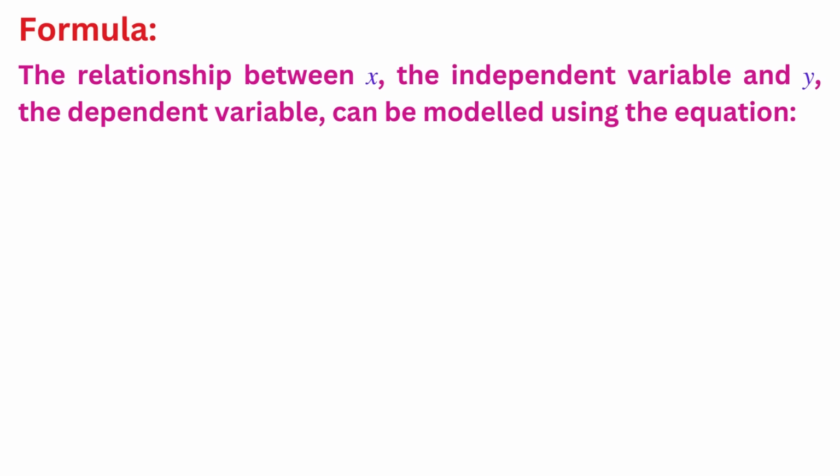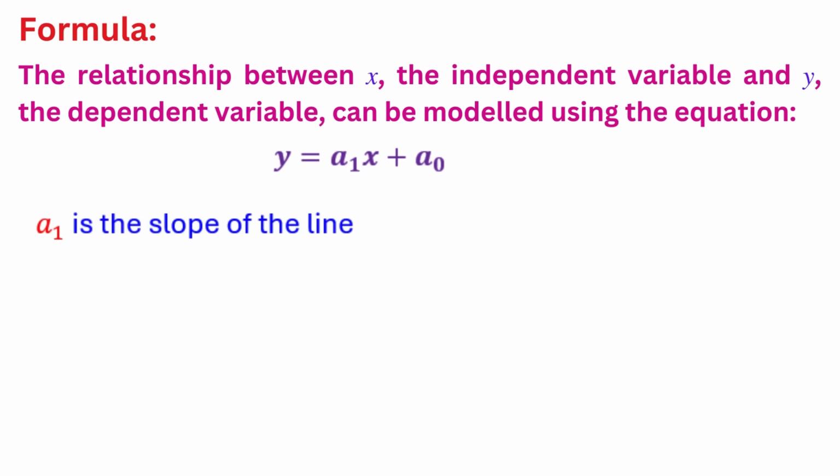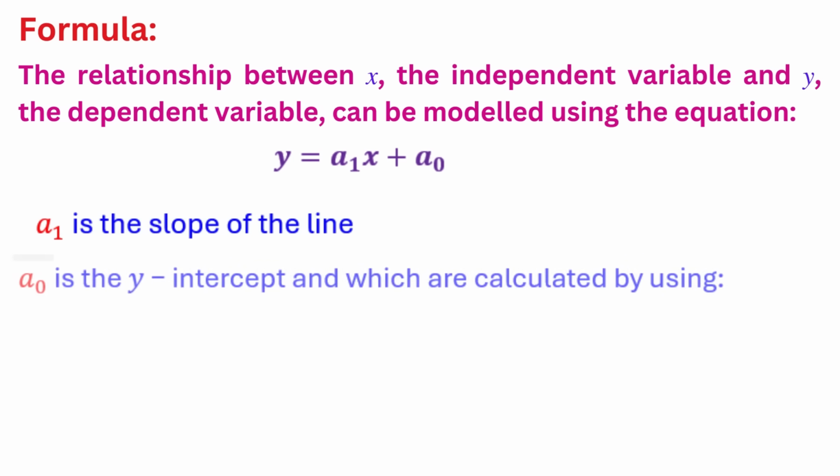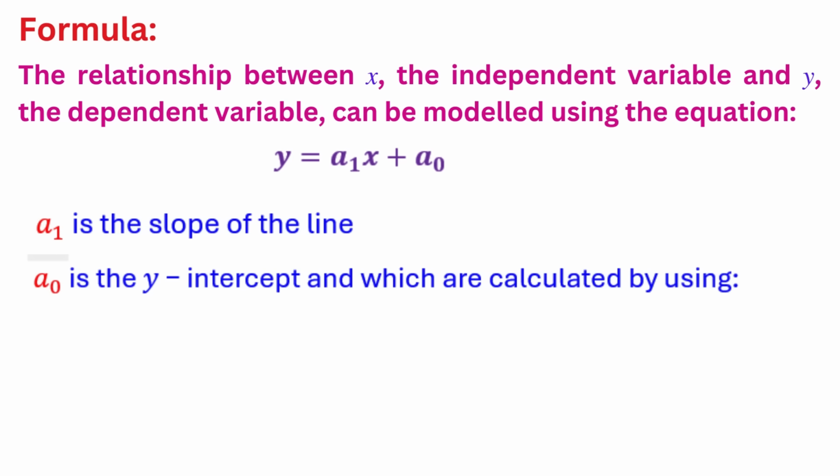Formula. The relationship between x, the independent variable, and y, the dependent variable, can be modeled using the equation, where a1 is the slope of the line and a0 is the y-intercept, which are calculated using the formulas below.